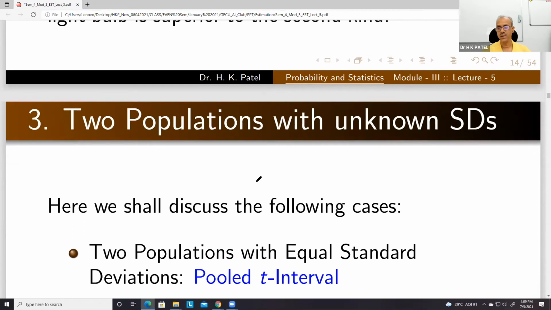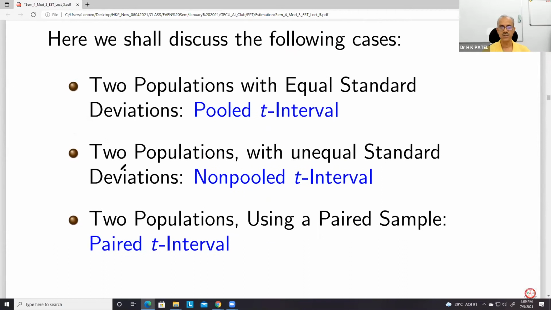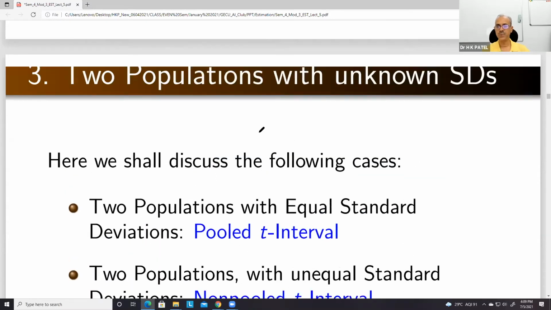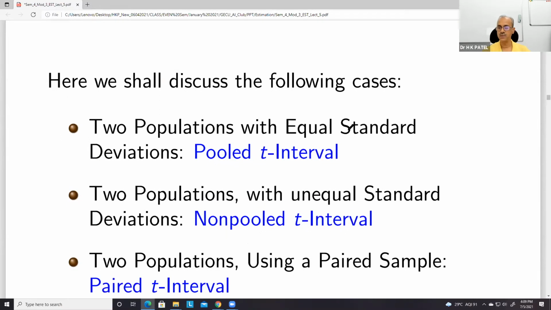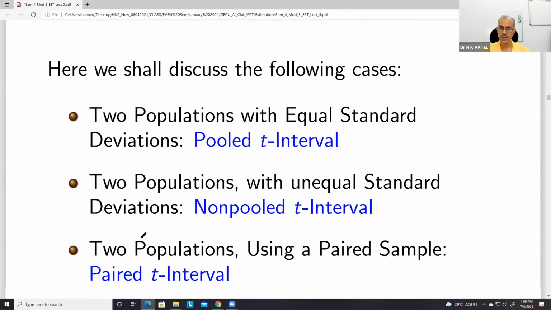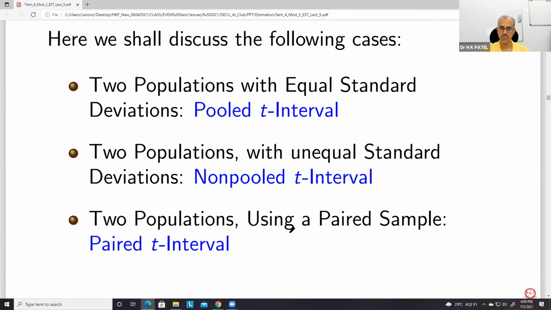So next we have unknown standard deviations. These are the three cases I was discussing. Two populations with equal standard deviation. In the beginning we said we don't know the standard deviation, keep this in mind. We don't know, but we assume that they are equal. So two populations with equal standard deviation, then two populations with unequal standard deviation, and then two populations using paired samples.